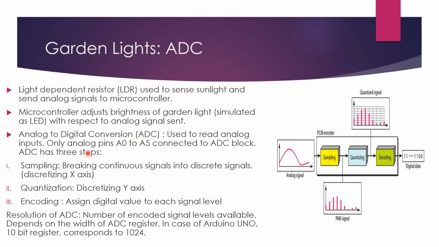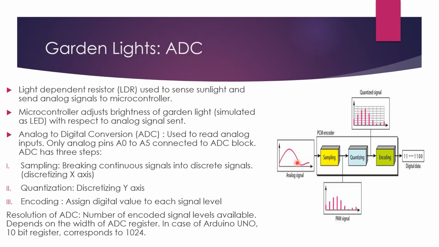Now, not all pins of the Arduino board are ADC capable. Only A0 to A5 pins, these 6 pins, are connected to the ADC block. Now, the ADC process has 3 steps. The first one, sampling. Sampling essentially means discretizing the x-axis of the signal. So here if we see, this is the analog signal, and this is a signal waveform. Now what we'll be doing in sampling is that we'll be discretizing the x-axis.